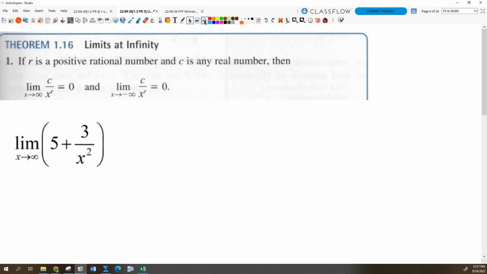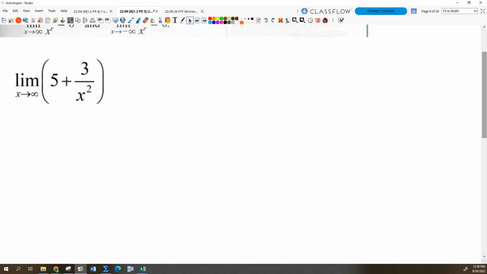You wouldn't. R could be 1. Right. But this is saying you can even be more general than that. The more general, the better the theorem, right? So for example, if we took the limit of this function as x approached infinity, what's the answer going to be? It's going to be 5, isn't it? As x approaches infinity, isn't this term right here going to approach 0? I'm going to end up with 3 over an infinitely large number, which is effectively 0, right? So we get the answer 5.